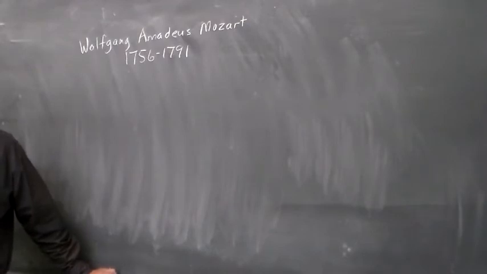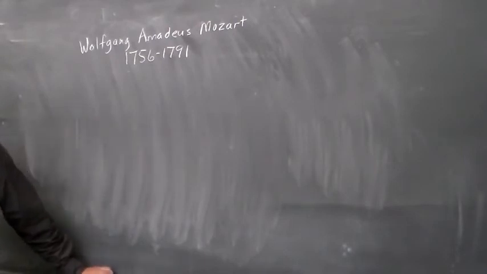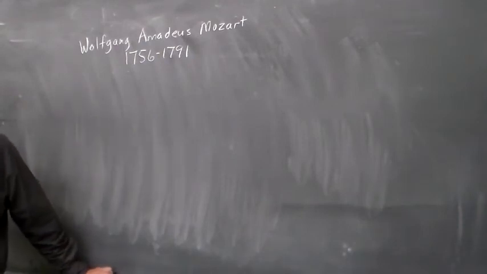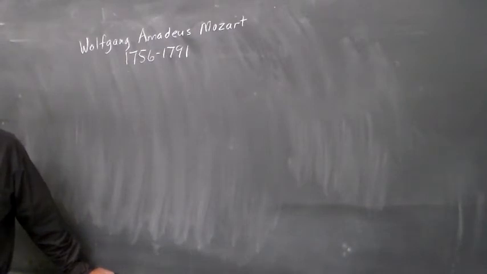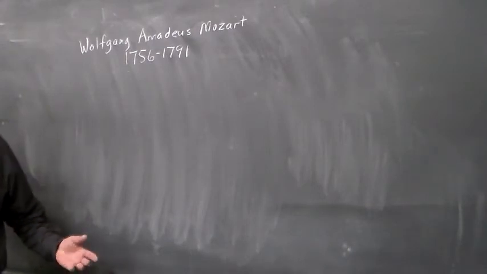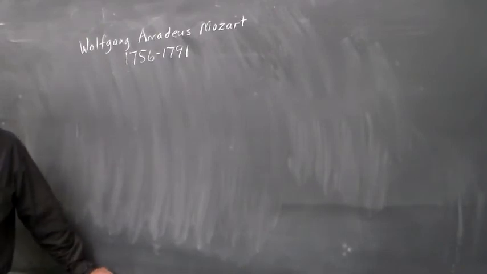His father, who was a very important musician, was the Kapellmeister for the Archbishop of Salzburg, whose name was Colloredo. And it was a very secure position. Mozart could have continued in this position that he would have inherited from his father, but he really couldn't stand this archbishop. And he also wanted to be in a more cosmopolitan area. So he moved to Vienna in 1781 and spent the last 10 years of his life in Vienna.